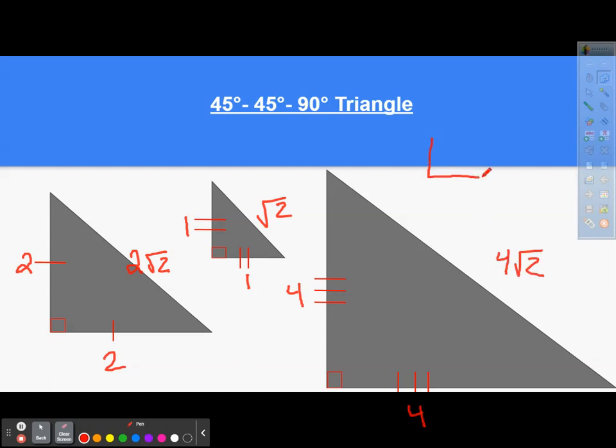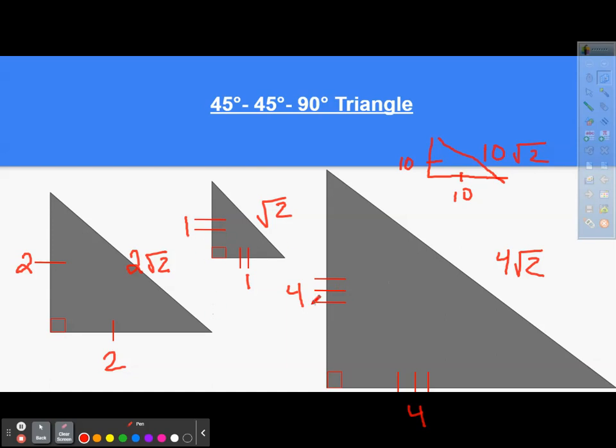What if I had an isosceles triangle? Let's say this side here is 10. What's my hypotenuse going to be? 10 times the square root of 2. So if you have an isosceles right triangle, you know these two sides are going to be the same. And you know you just multiply the side by the square root of 2 to get your hypotenuse. That's all you got to do. You don't have to actually go through and do all that work.